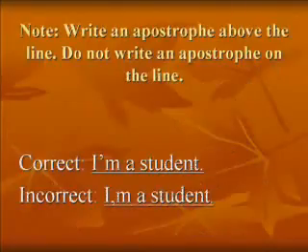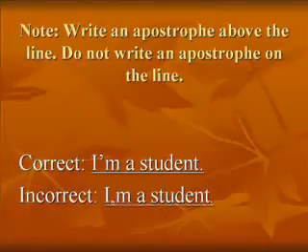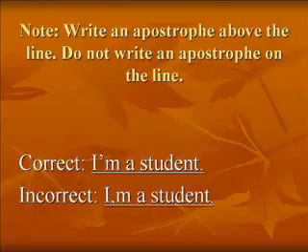Important thing to remember is that do not write the apostrophe on the line. Always write an apostrophe above the line. For example, the correct form is I'm a student, so you can see the apostrophe is above the line and it's not on the line. And the incorrect form is I'm a student. Here you can see that the apostrophe is on the line, which is completely wrong. So always remember, do not write the apostrophe on the line, it should be above the line.